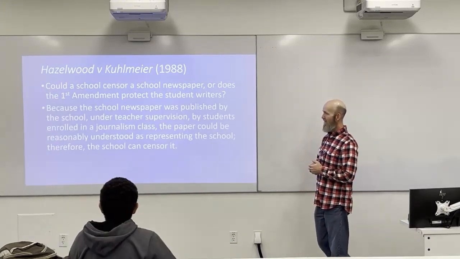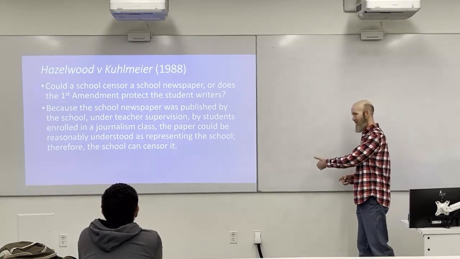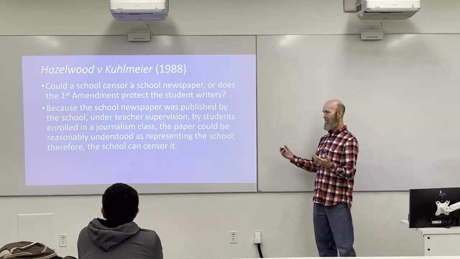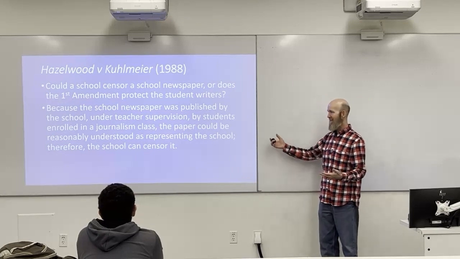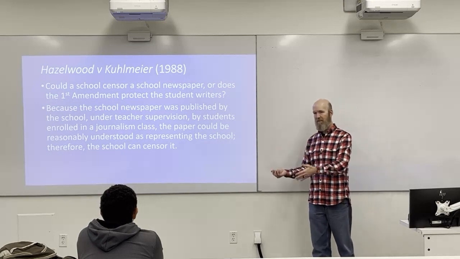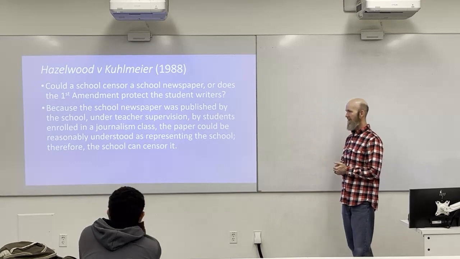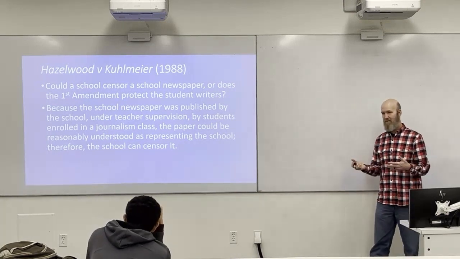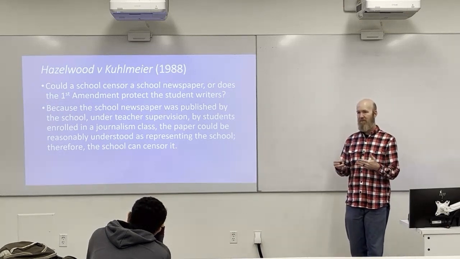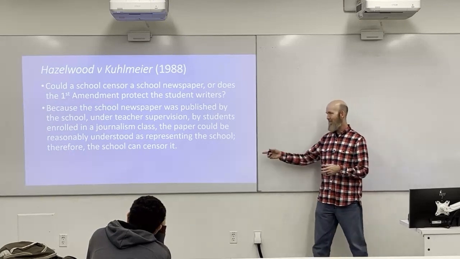The Supreme Court ruled that because the school newspaper was published by the school under a teacher's supervision by students who were all enrolled in a journalism class, normal people could reasonably understand that the paper represents the school. And if the paper represents the school, the school can control what the paper is saying. So in this case, they said the school can censor it. We talked about Tinker v. Des Moines. Students do have free speech rights, but if the speech can be assumed to represent the school, the school can control what it says.